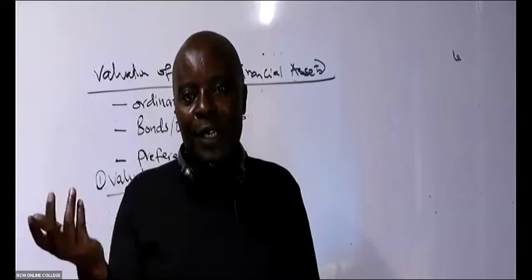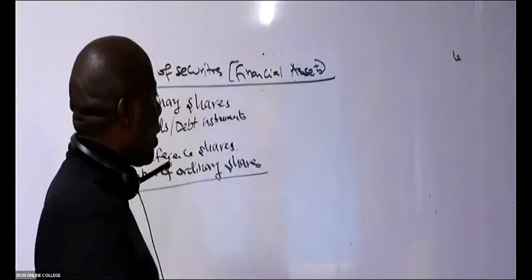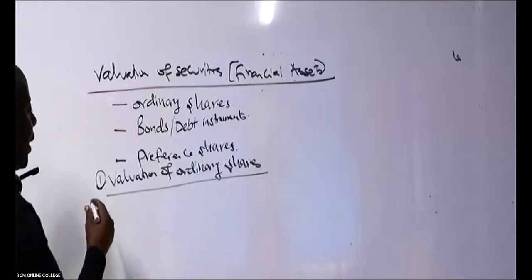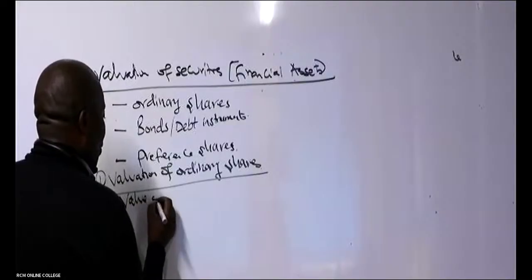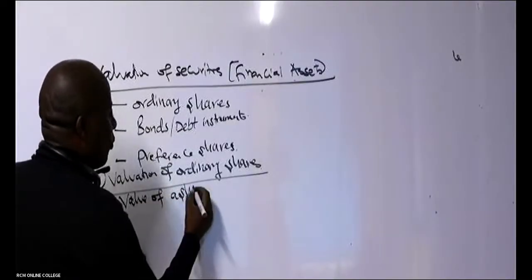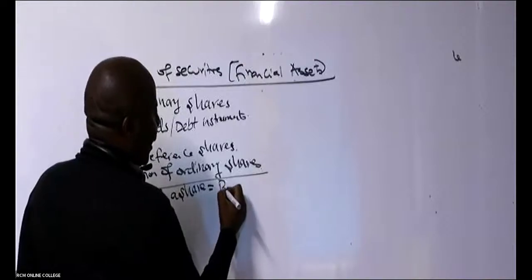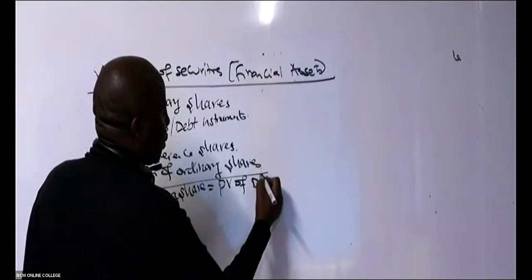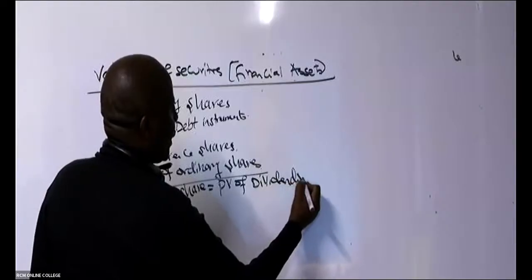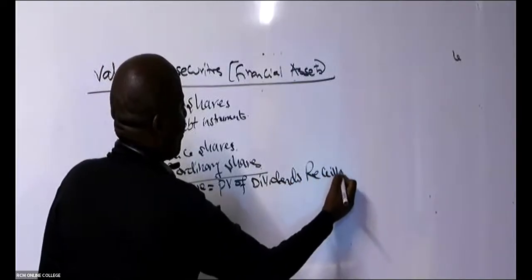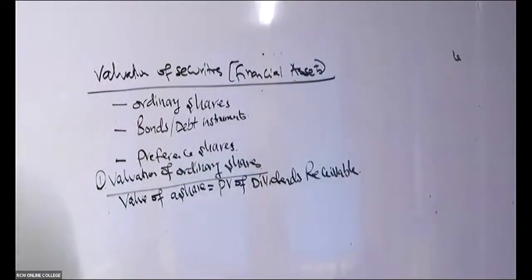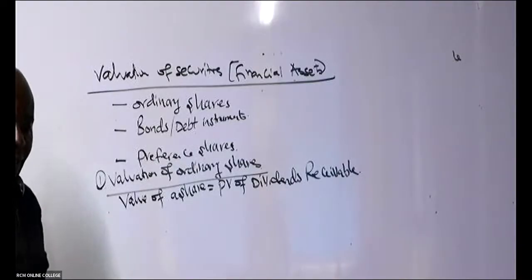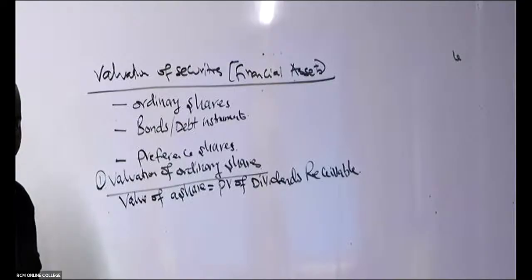Dividends, yeah. So basically, whenever we talk of valuation of ordinary shares, you are supposed to know that the value of a share will be the present value of dividends receivable. So anytime you want to get the value of a share, you will take the present value of dividends receivable.